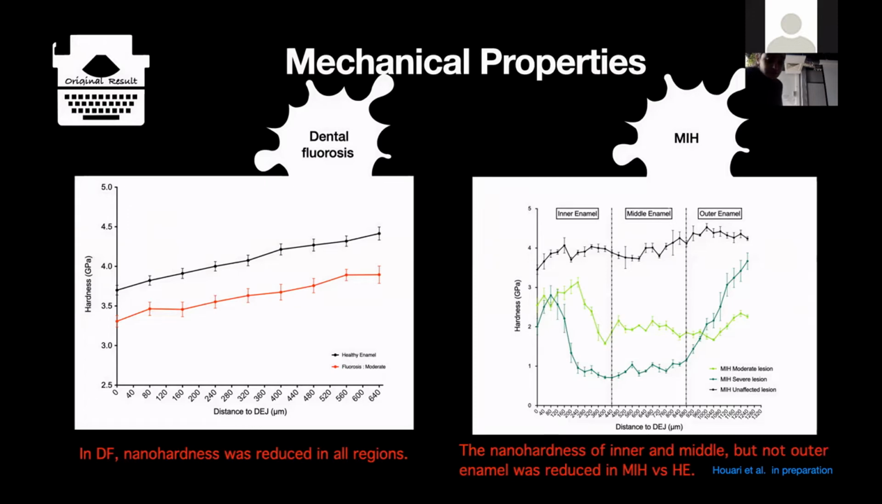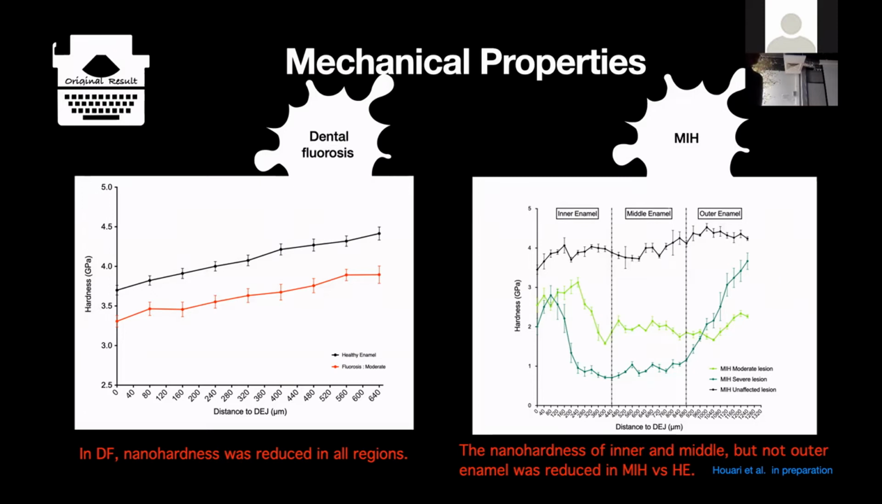The second point that we performed and we confirmed the literature data concerns the mechanical property. And you can see here on the left the dental fluorosis and on the right MIH. And you can clearly see that in dental fluorosis, the nanohardness was reduced homogeneously in all regions depending on the distance from the dental enamel junction to the top surface.